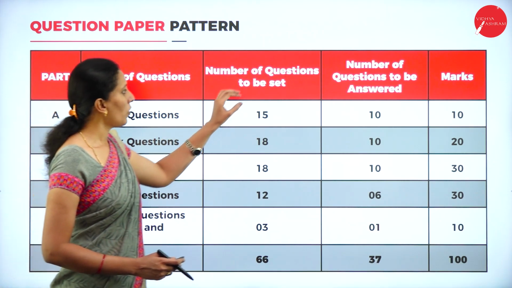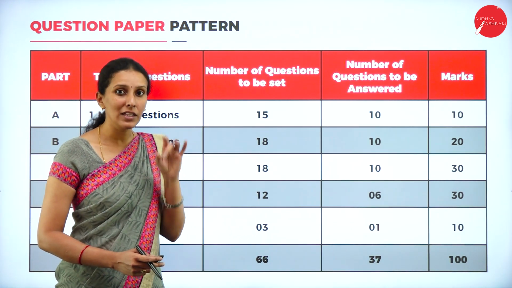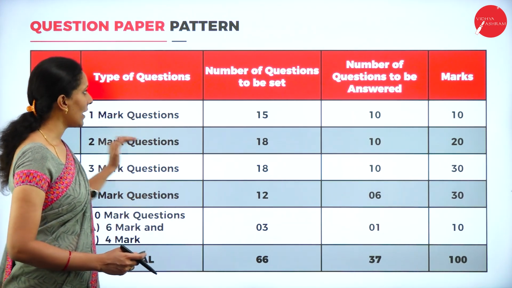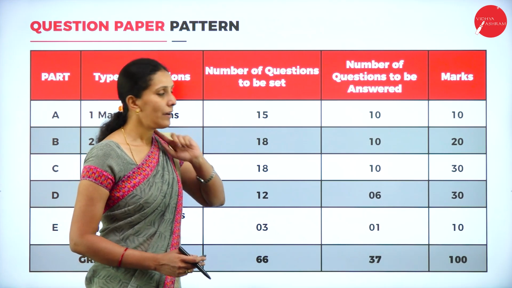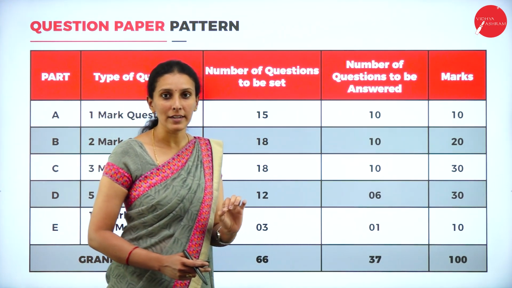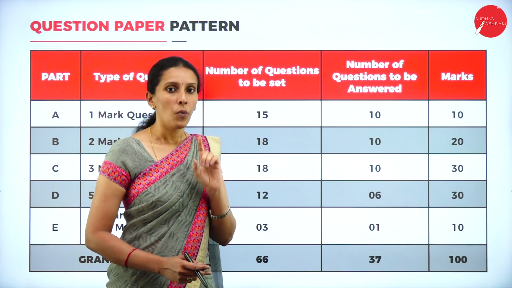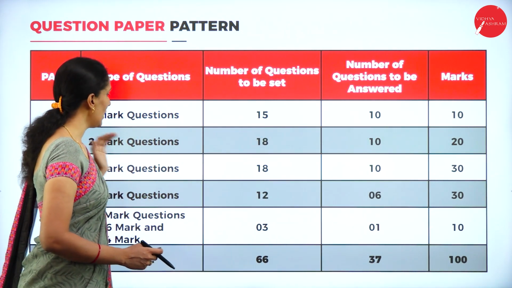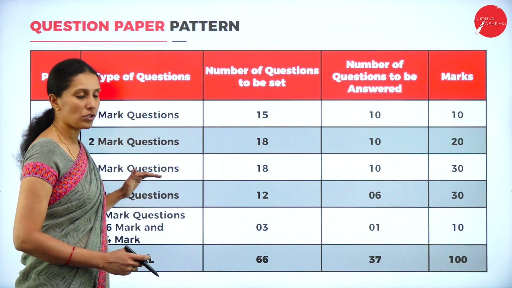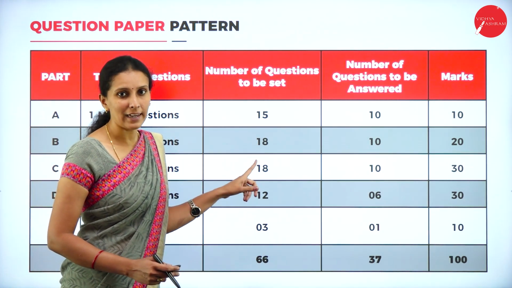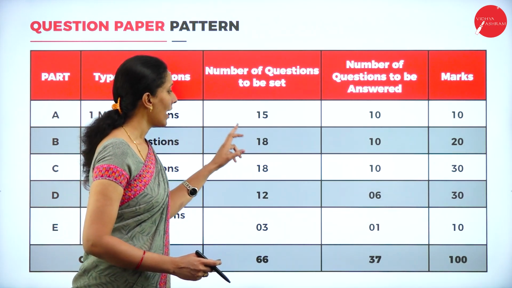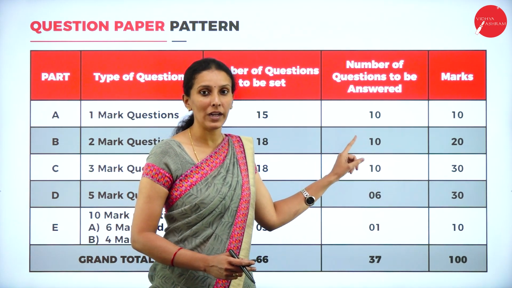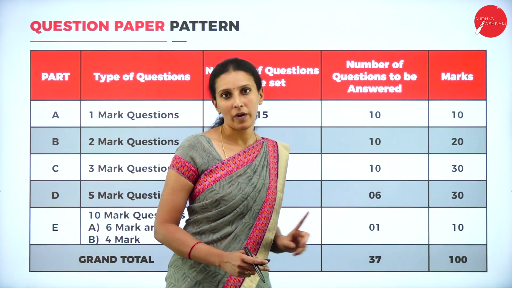So here, the number of questions they will set only for this year in each section or each part is, in part A, they will set 15 questions. But the number of questions you have to answer is only 10. So for 1 question, 1 mark, 10 questions, 10 marks. Similarly in part B section, they will give you 18 questions. Out of 18 questions, again you have to attend only 10 questions. So 10 into 2, 20 marks.